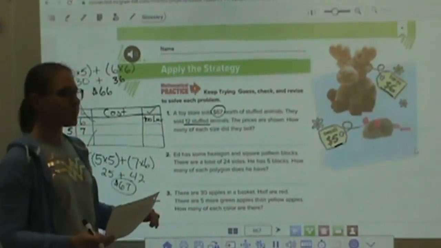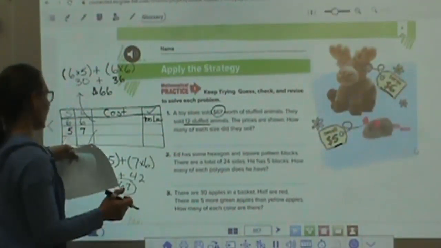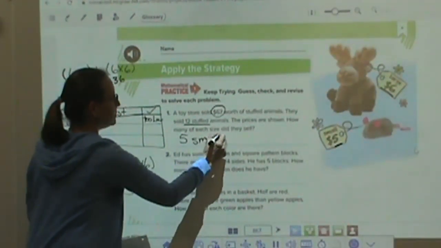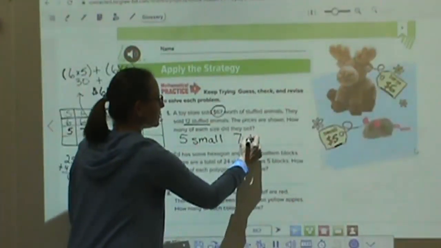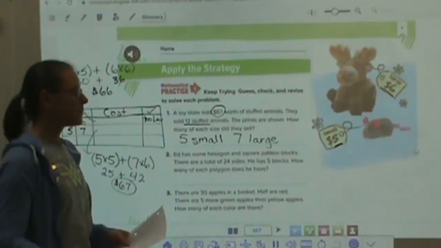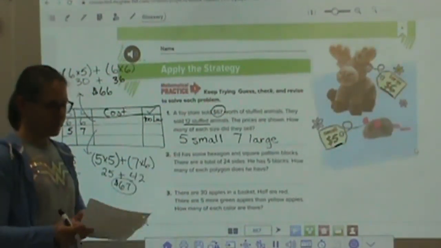So now we're going to go back to our question. How many of each size did she sell? Well, they sold 5 small and they sold 7 large. And that would be the answer. A lot of work to get to that answer when we guess and check.